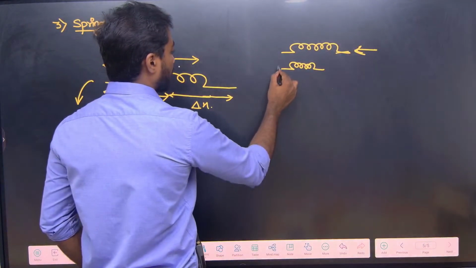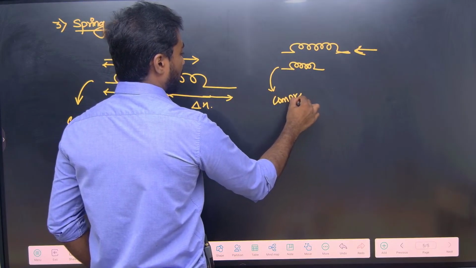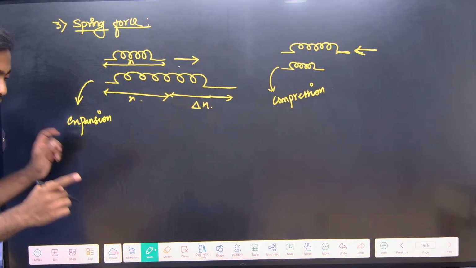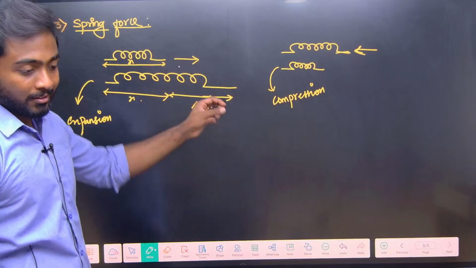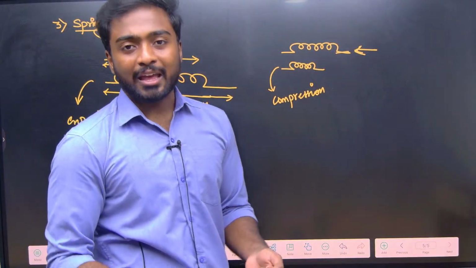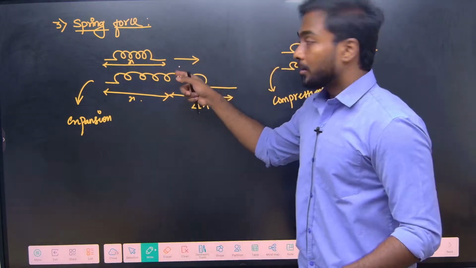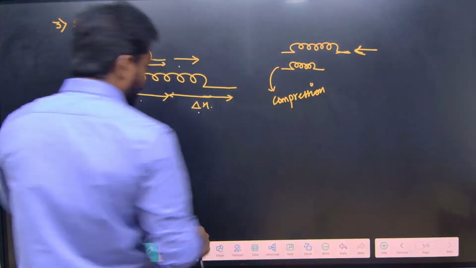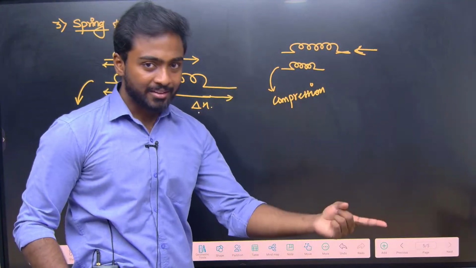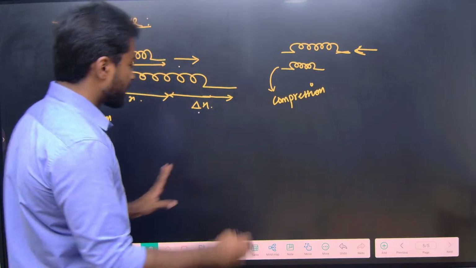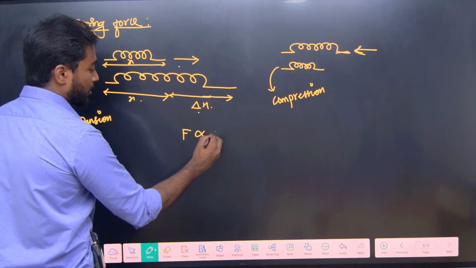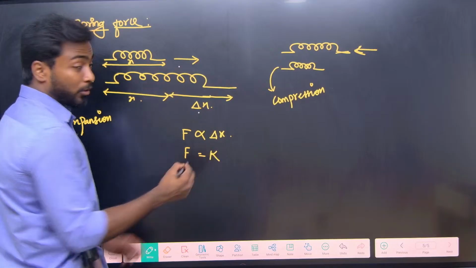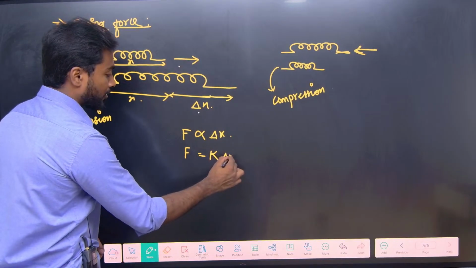Expansion takes place here and compression takes place here, okay. So what is the thing happening here? The change in length. Why is the change in length happening? Due to the force I am applying, either in the opposite direction of the spring or towards the direction of the spring. However much force is applied, that much compression or expansion takes place, which means force is directly proportional to delta x. So to remove the proportionality we add a constant k.